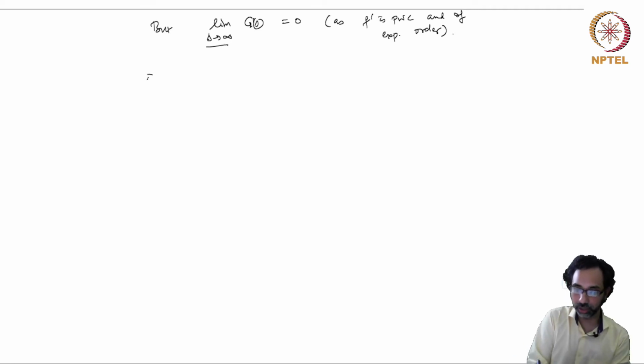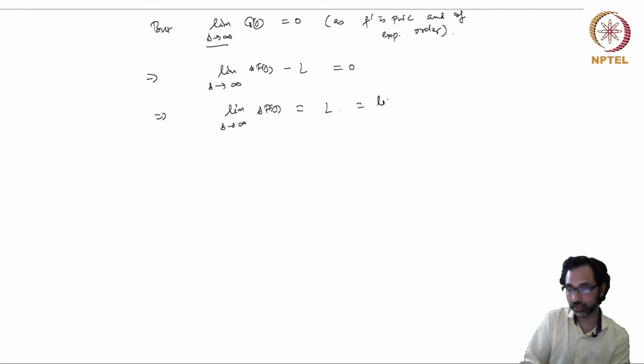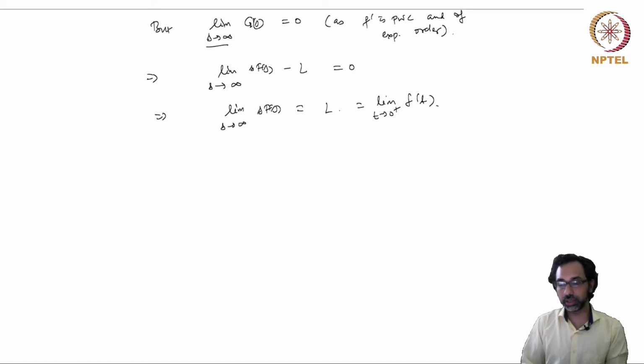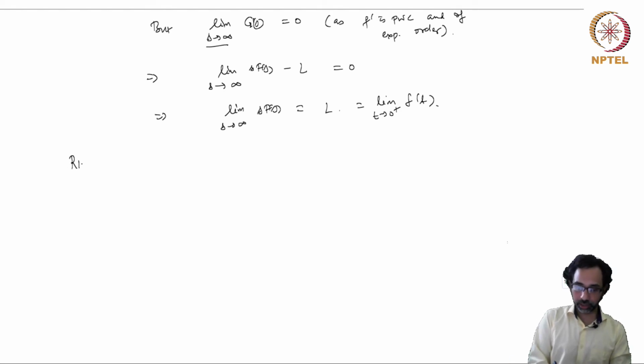So this implies that the limit as s goes to infinity of sF(s) minus L is equal to 0, and so this means that the limit as s goes to infinity of sF(s) is equal to L, and this is the same as the limit as t goes to 0 plus of f(t). So this is an easy proof when we have the assumptions that f is piecewise continuous, f prime is piecewise continuous, and both have exponential order. Then we can use the derivative theorem to prove it.